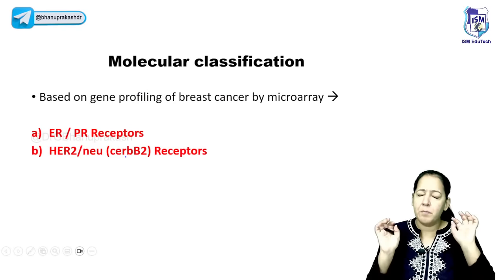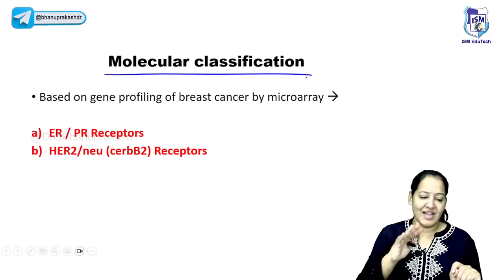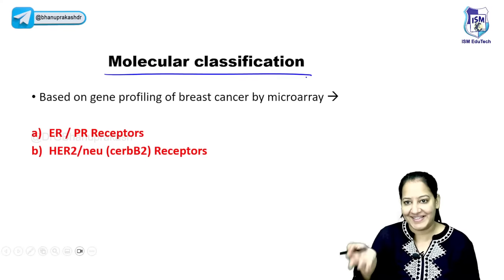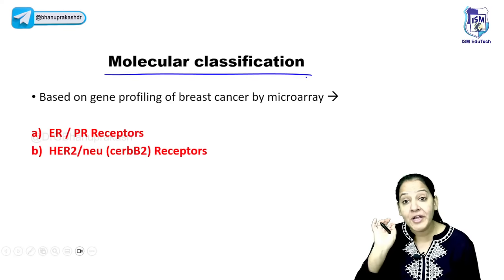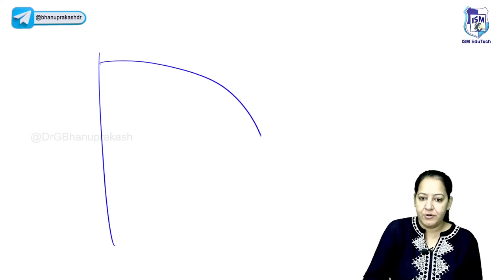Right. Now coming to the most important, ultra important thing, the molecular classification of breast cancer. After that, we will see the staging and grading and we will end breast cancer and move on to the next cancer. Okay, so coming to the molecular classification of breast cancer, this is the female breast. Let me draw the female breast.